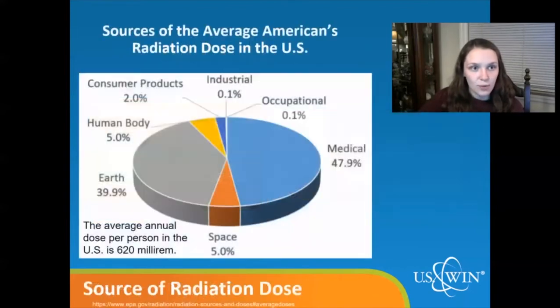So that might make you wonder, where do we get our dosage of radiation from? The United States is currently the largest consumer of energy created by nuclear power, but the majority of the radiation that Americans absorb comes from the world around us.